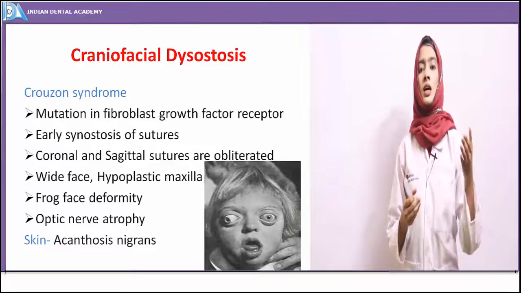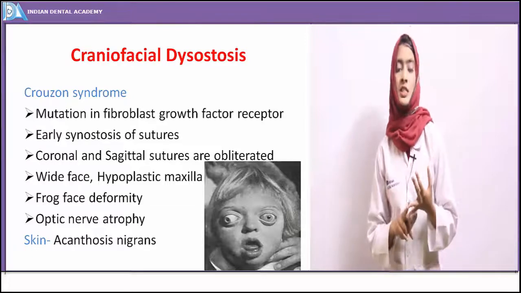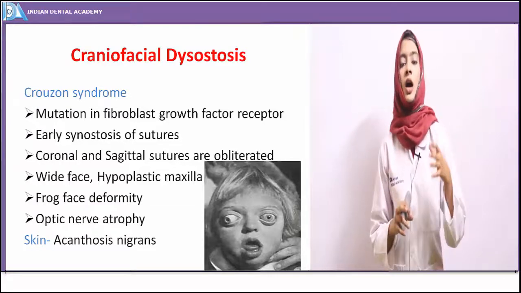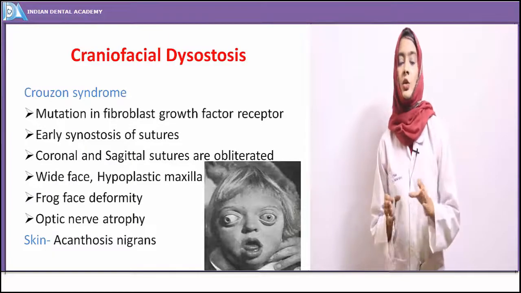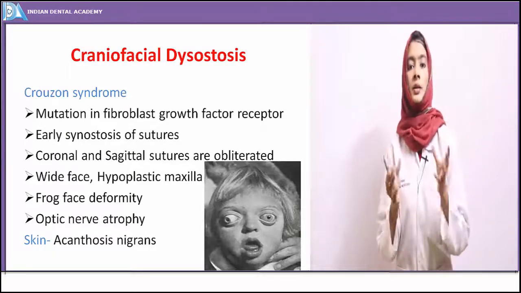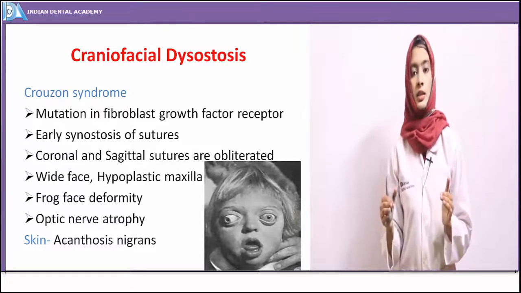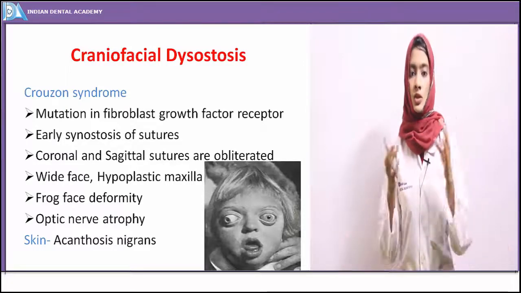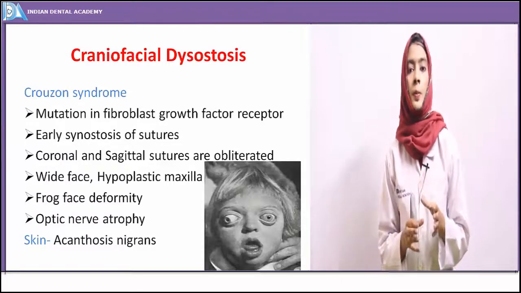That is, the coronal suture, sagittal suture, and lambdoid suture each have a specific time to close. By the time they close, the skull and the brain should have grown to sufficient size. So here in Crouzon's disease, the sutures close early, so the brain and the skull don't grow appropriately.